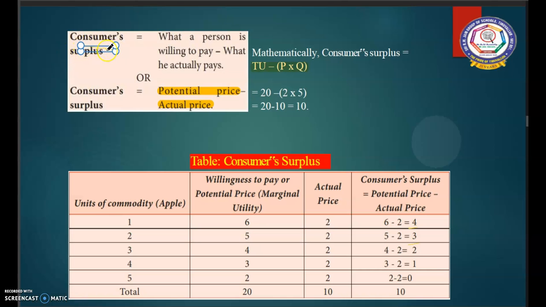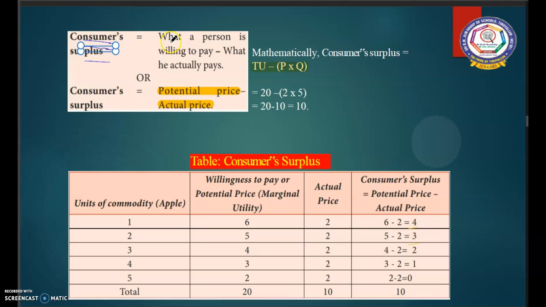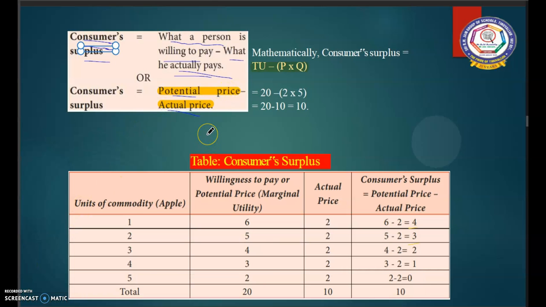Here the formula to calculate consumer surplus is given. Consumer surplus equals what a person is willing to pay minus what he actually pays. You are willing to pay 2000, but you actually pay 1500. What a person is willing to pay is called the potential price, and what he actually pays is called the actual price. So consumer surplus equals potential price minus actual price.